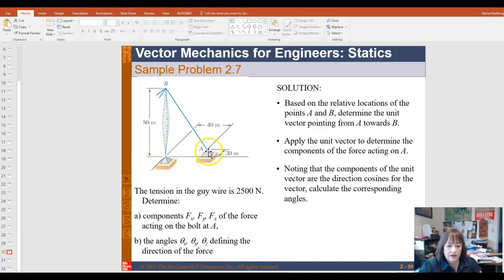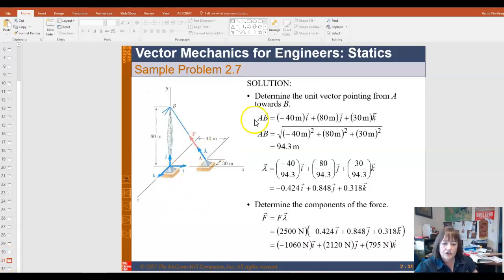Then we are going from A back to B in the z direction, 30 meters, which doesn't look to scale, but that's okay, and then 80 meters in the y direction. So once we have those lengths, after we take our diagram and pick out the lengths, we're going to be able to do the rest of this work.